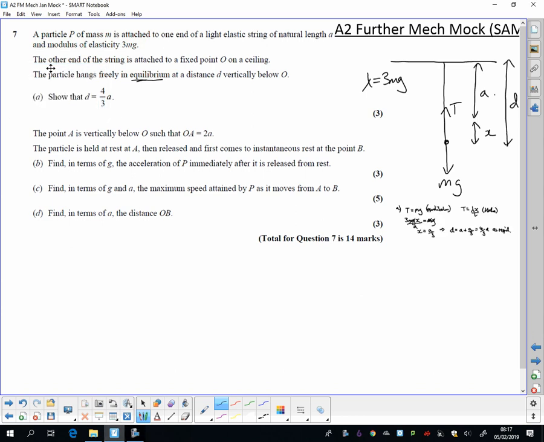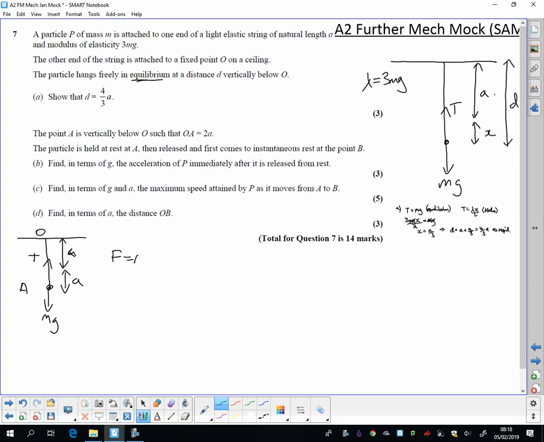In part B now, we've changed the situation slightly. We've got our particle, but now it's held at a point A where the total distance is 2A, which means we've got the natural length of A and an extension of A now. We want to find the acceleration immediately after it's released from rest.